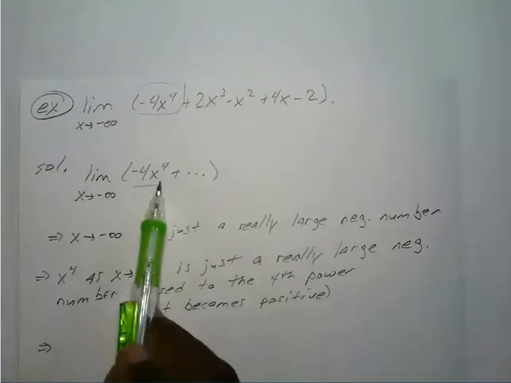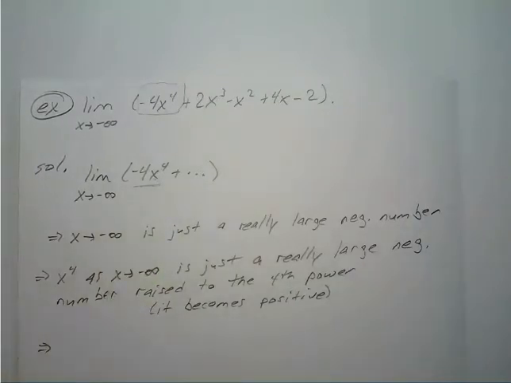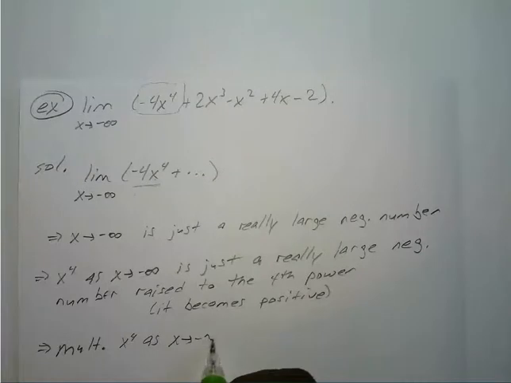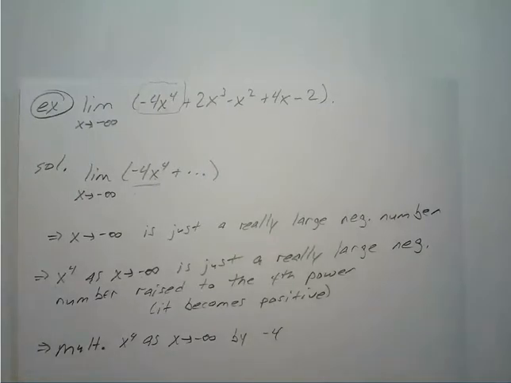Okay, so now you're going to get that positive x to the fourth and multiply it by negative 4. So you multiply x to the fourth as x approaches negative infinity by negative 4.